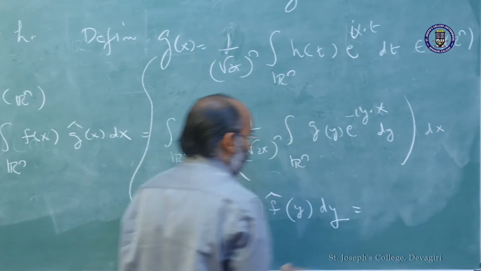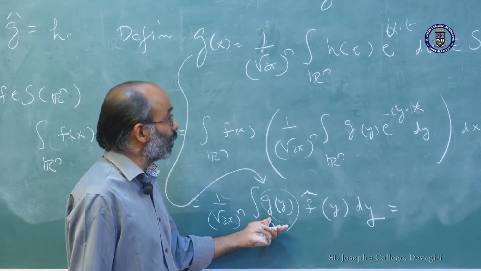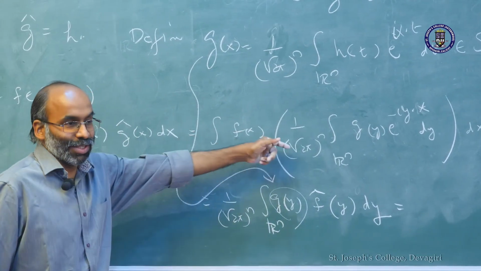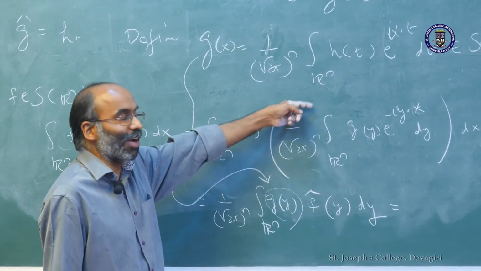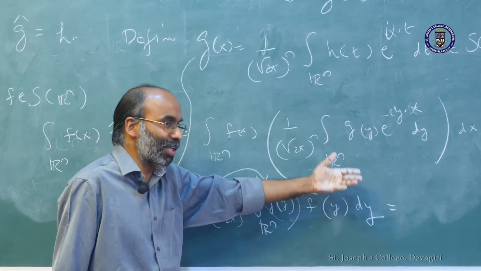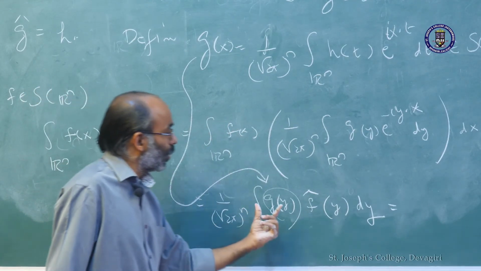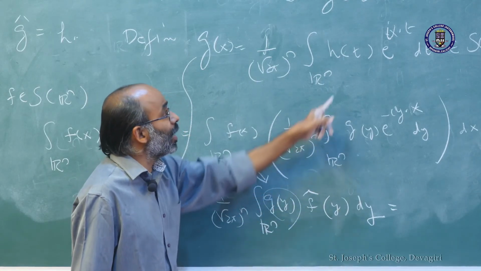So what will you get? F hat will become F, this will become H, right? See, it's exactly this. Whatever we are doing here is because we don't know if G hat is H. We are trying to prove G hat is H. If you know G hat is H, then there is nothing here. So I plug in this here, interchange integrals, I will get F and H.